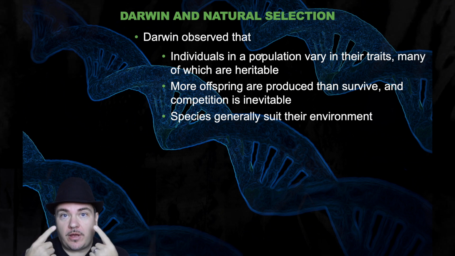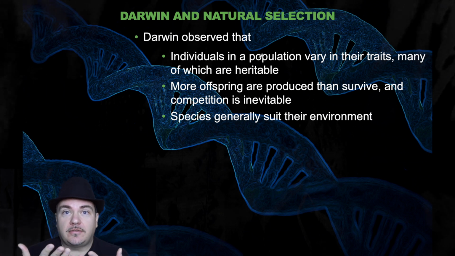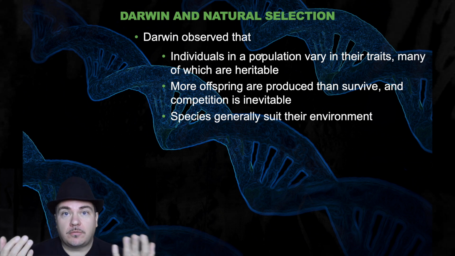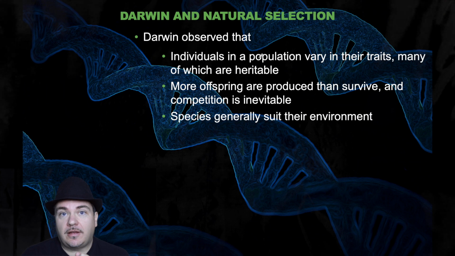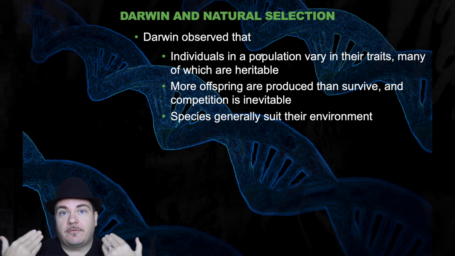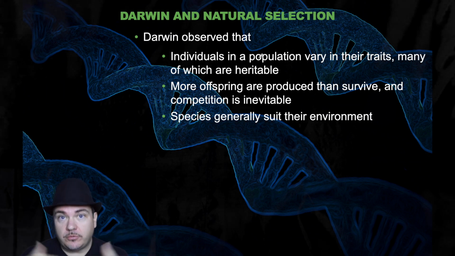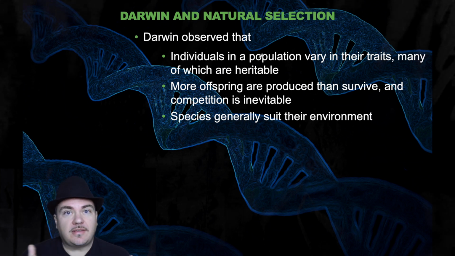Some of us have blue eyes, some have brown eyes, some have green eyes. Some have black hair, brown hair, blonde hair, red hair. And you can pass those traits on. You got black hair from your parents. You pass blue eyes on to your kids. So Darwin made that observation. You can make this exact same observation very easily.